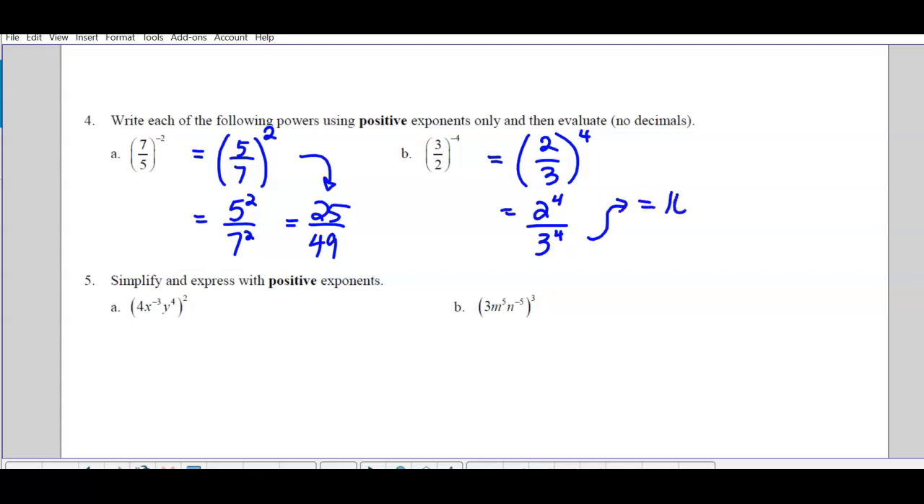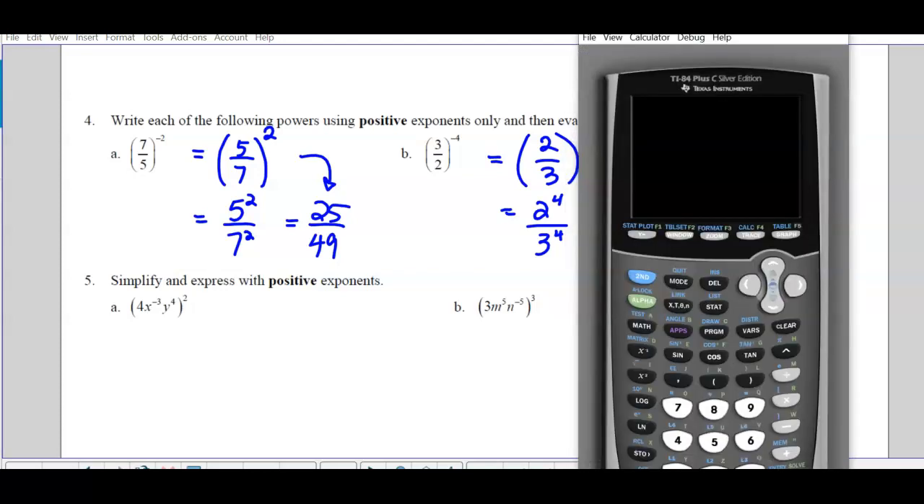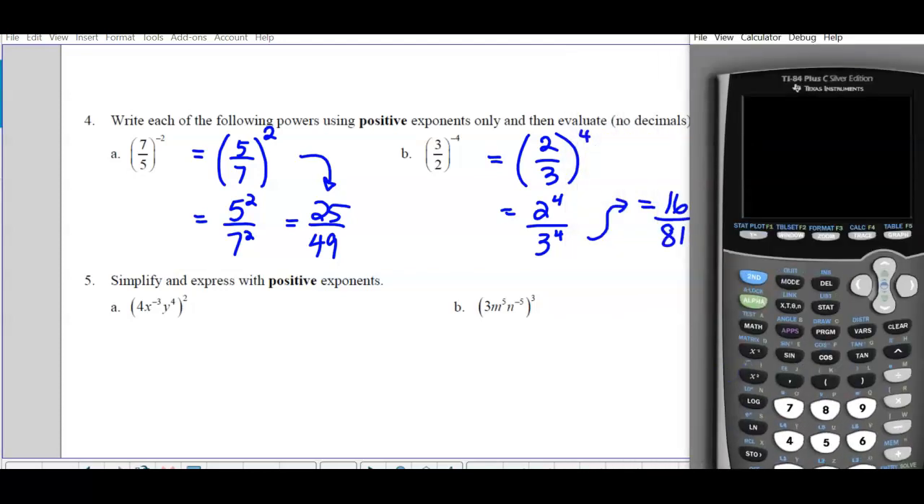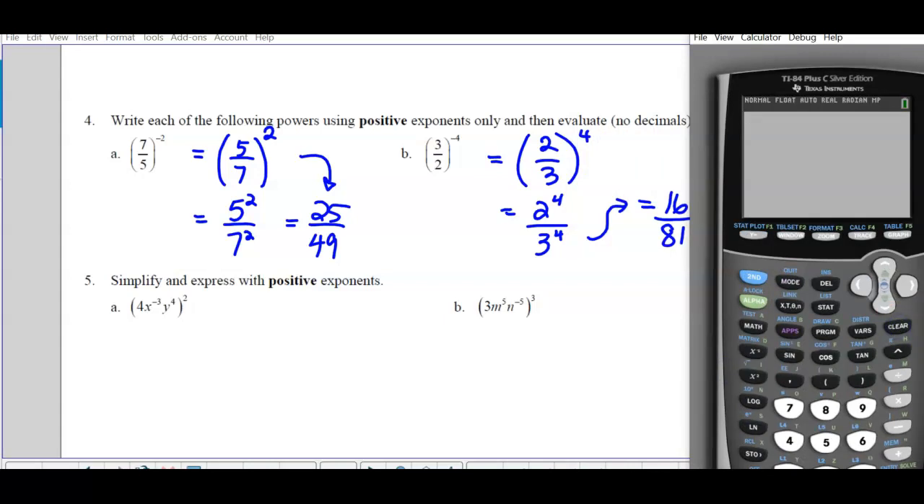And that's going to be 16 over 81. Now you can check your answers. Right, so bracket 2 divided by 3, close bracket, exponent 4. And then I think the answer is 16 divided by 81. I get the exact same decimal. Right, so you can check.